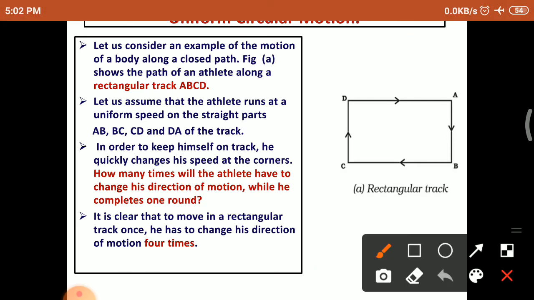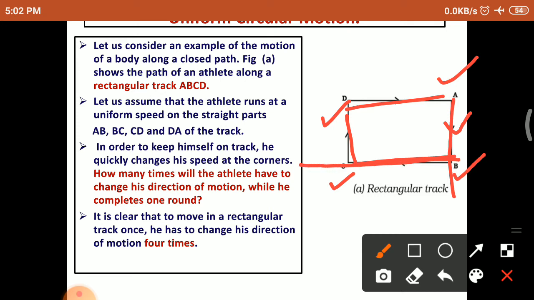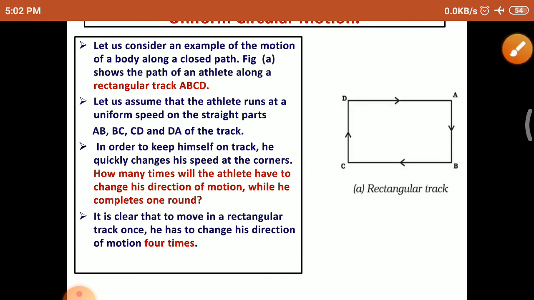You can take a rectangular track and mark the points A, B, C, D. The object moves from A to B, B to C, C to D and D to A. When it moves from A to B, its direction is south. B to C, west. C to D, north. D to A, east. So it changed direction four times. So see here the definition.